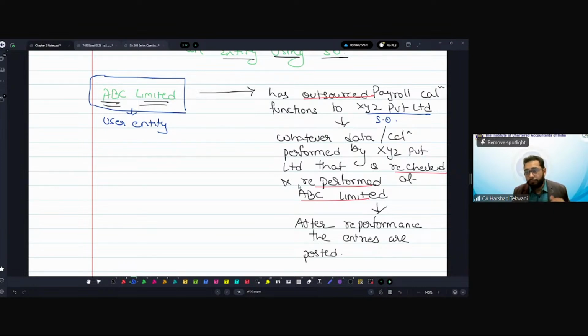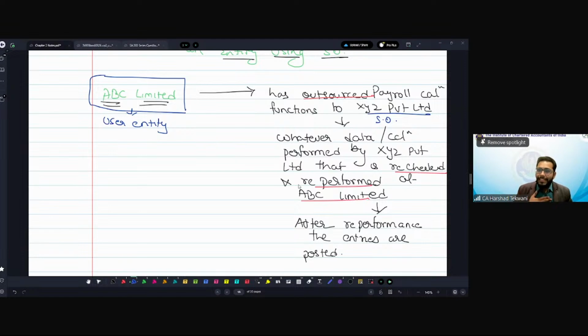Okay. At the time of auditing, once the auditor checks, I have to check whether whatever XYZ Private Limited is performing is impacting your financial statement or not as a user entity. Yes, that's my only question. Actually, I was on the relevant part, that the auditor will rely on the data. That's why I got confused.